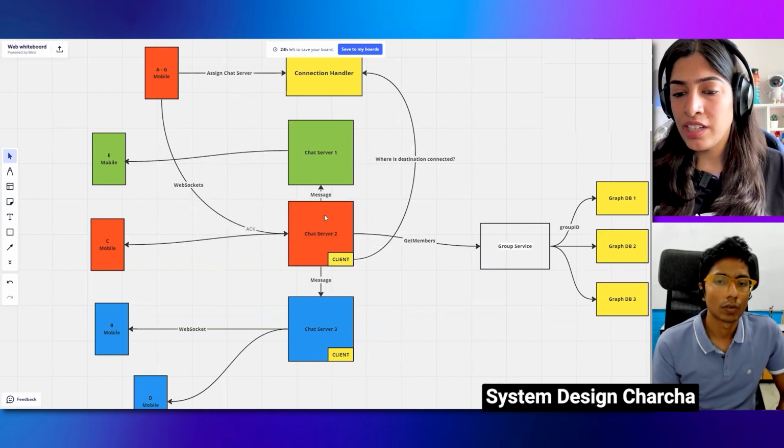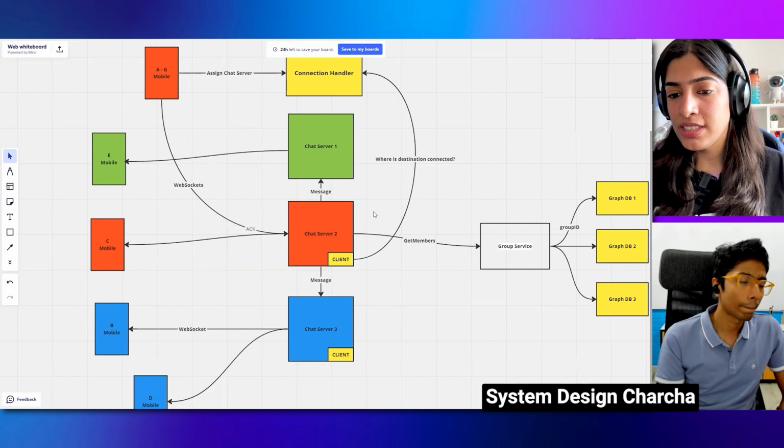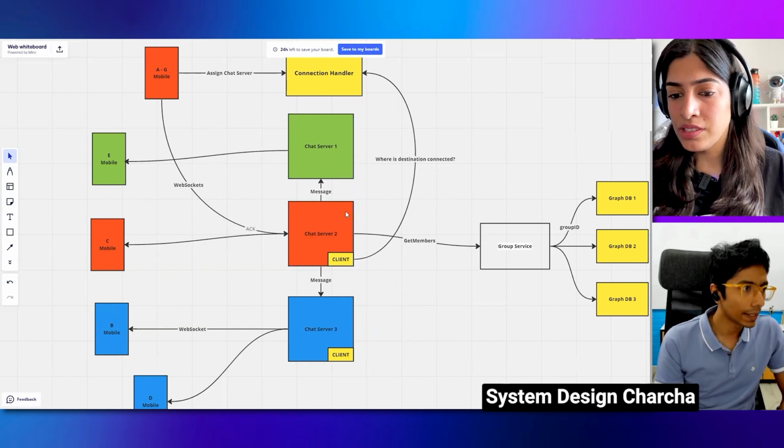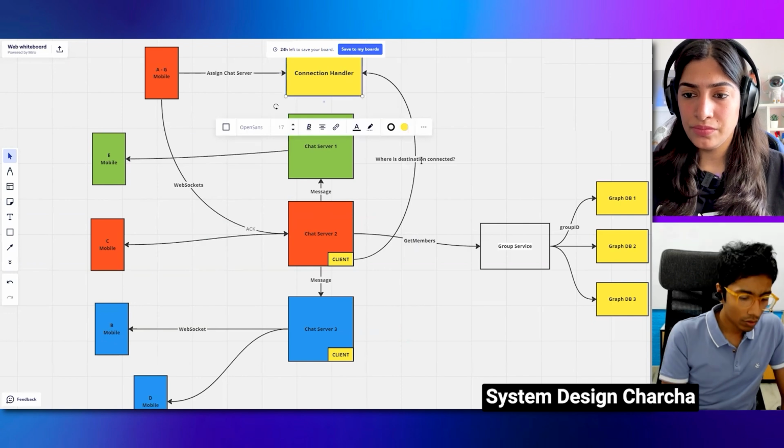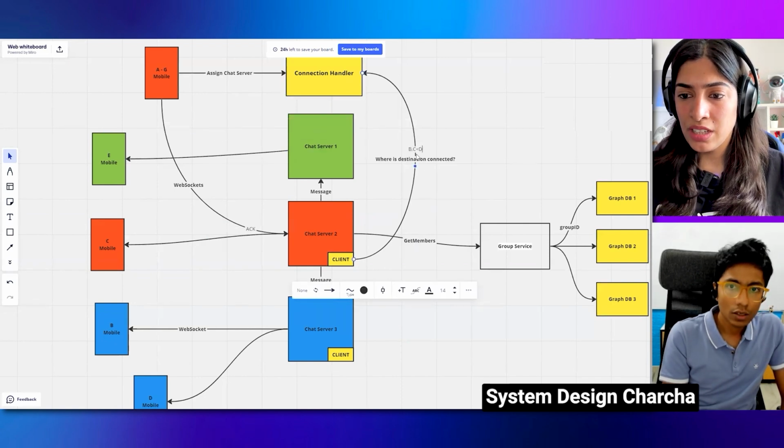So you're saying after getting the members, it is chat server 2 itself that is sending to all the group members? Yeah. So it's going to go and talk to the connection handler saying, tell me where each of those group members are connected.